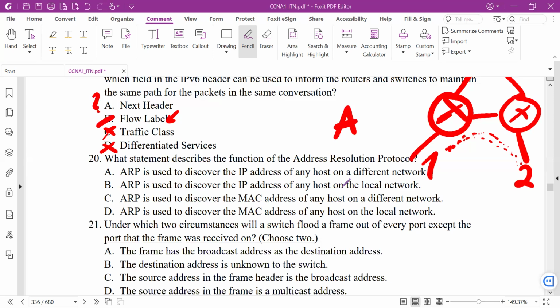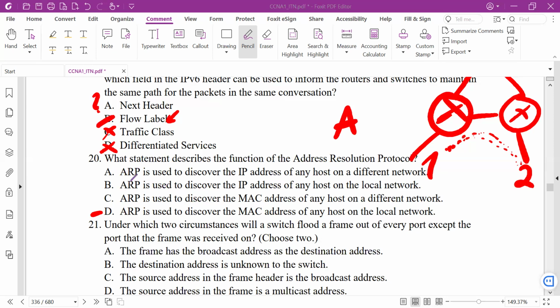Or let me eliminate the answer from someone. ARP is used to discover the MAC of any host on the local network. Question mark. I think I'll go with the D. Answer, any answers? D. Okay, question mark.